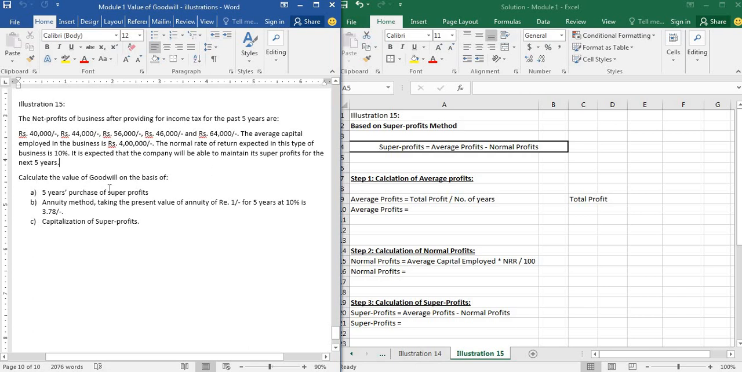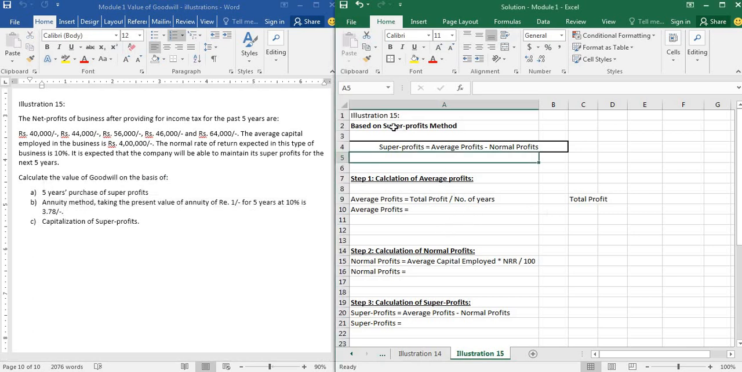So we are supposed to calculate goodwill on the basis of 5 years purchase of super profit, annuity method, and capitalization of super profit. In this case, they have only added one more method, that is annuity method. Sliding scale is not asked. Now, so again, two parts while solving the problem.